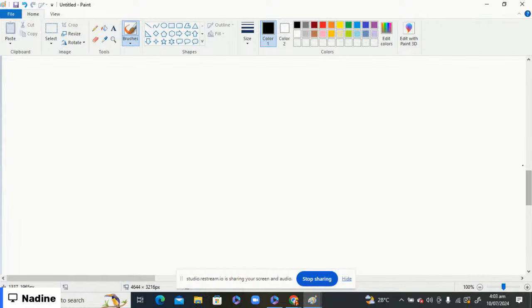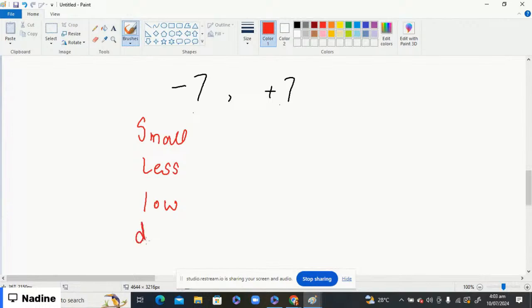For example, if I write down some integers here, like negative 7 and positive 7, this is a negative integer and this is a positive integer. So what is basically the difference between these integers? When you check these, the negative integers always show the less amount, always the small. It means negative is something small, a low thing. Negative means everything that decreases.